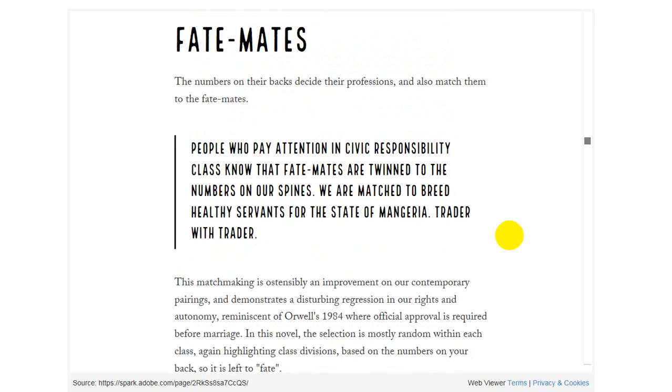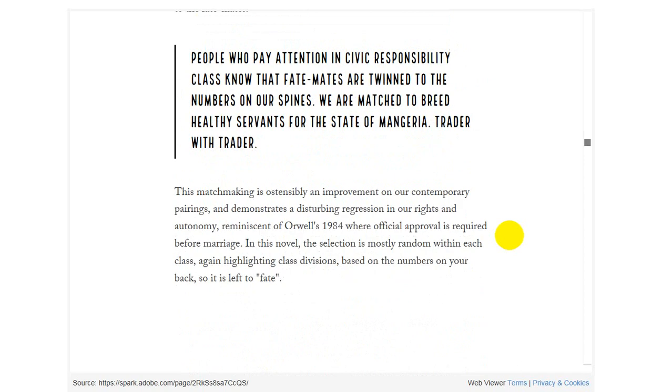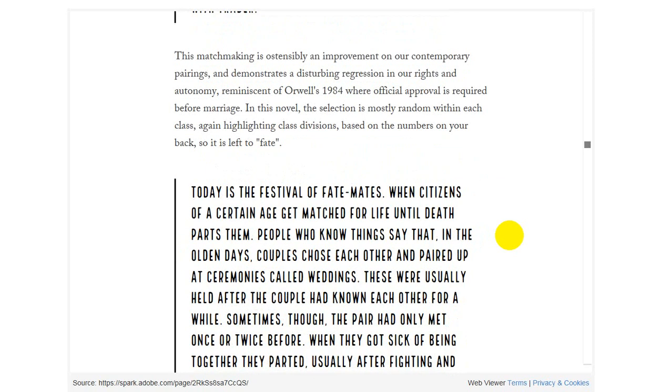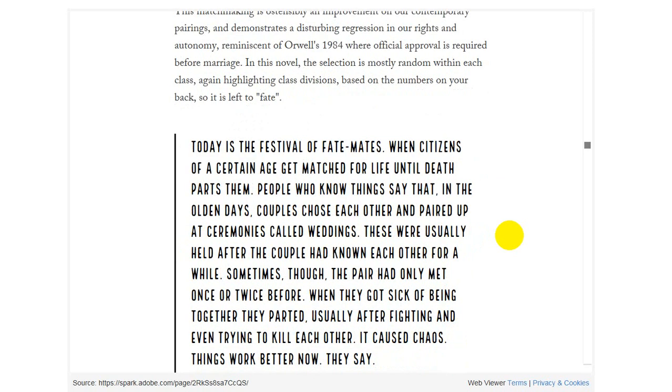Fate mates decide who they marry, or who they'll be matched up with, rather. And this matchmaking is ostensibly an improvement on our contemporary pairings, and demonstrates a disturbing regression in our rights and autonomy. It's reminiscent of Orwell's 1984 again, where official approval is required before marriage. In this novel, the selection is mostly random within each class, again highlighting class divisions based on the numbers on your back. So it is left to fate, hence the word fate mates.